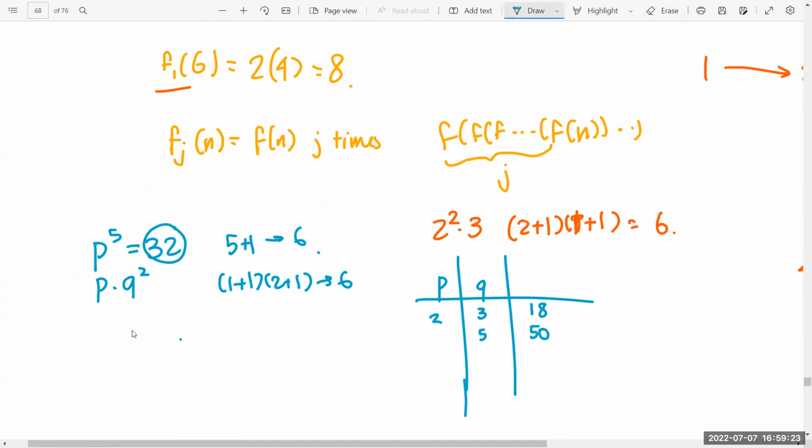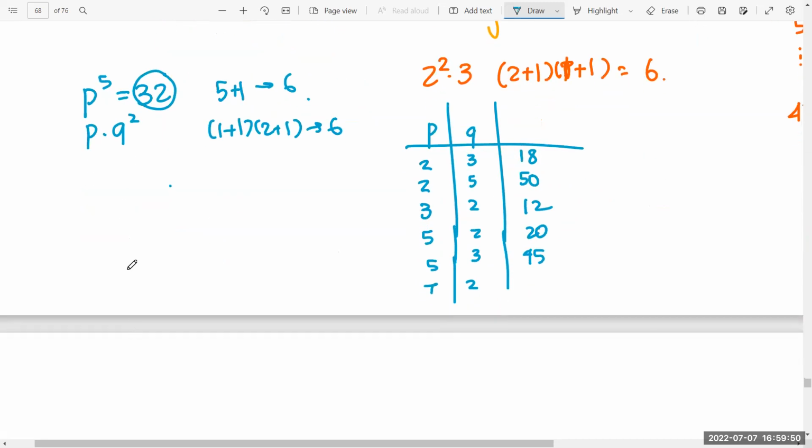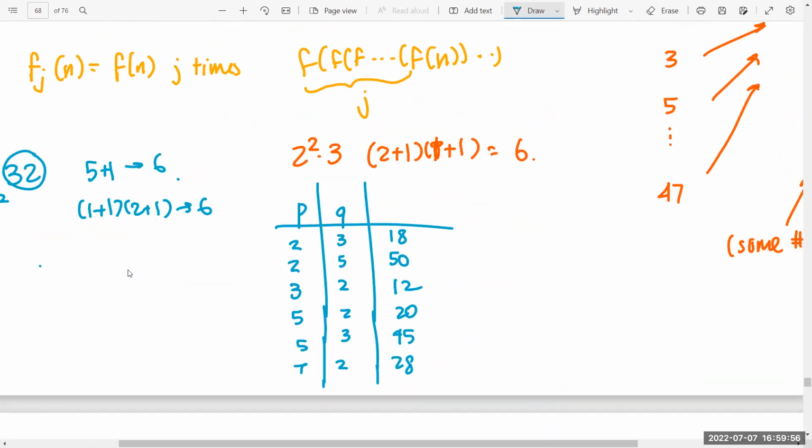It goes up to 50 here. If p is 3, then q could be 2, and that's it. So that's 12. If p is 5, it's 5 times something, so q squared has to be less than or equal to 10. So q can be 2 or 3, which gives us the numbers 20 and also 5 times 3 squared, which is 45. For 7, we have 2 going to 28. At this point, 3 is too big, so we'll just go 11, 2, which gives us 44. And that will be the last one.